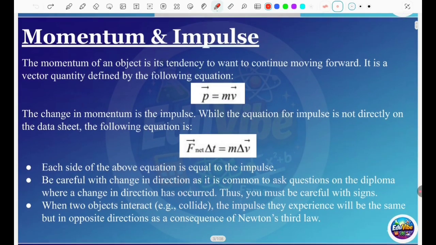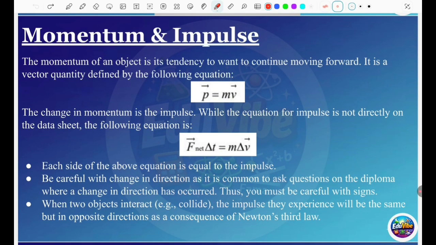So we start the chapter with momentum and impulse. The momentum of an object is the tendency to want to continue moving forward. It is a vector quantity and we can define it by p equals m times v, where m is your mass and v is your velocity, or you can say the speed. So this is a vector quantity, and that's why it includes the direction too.